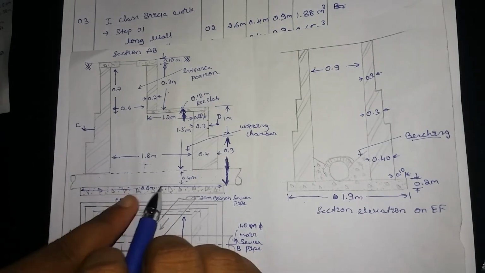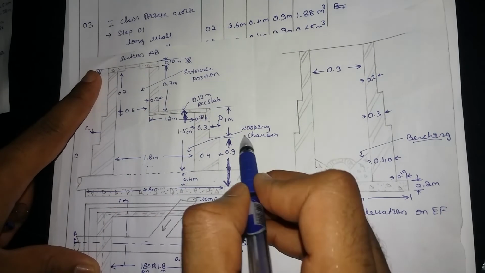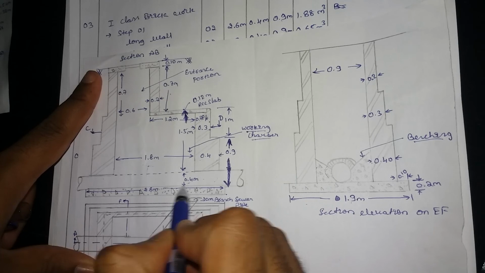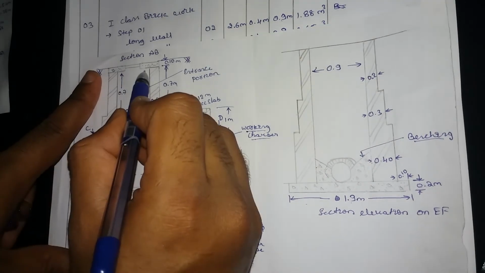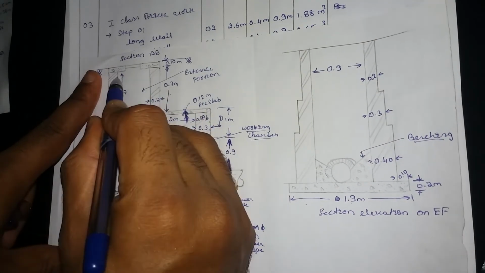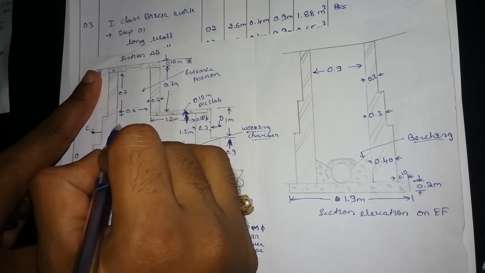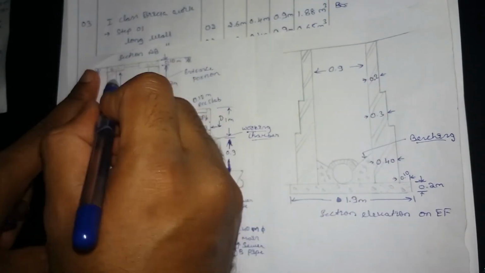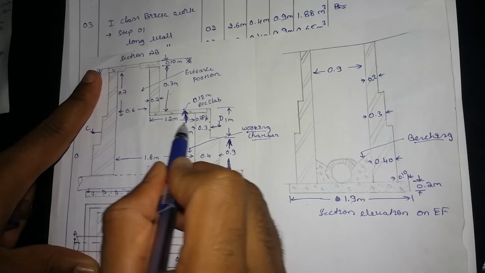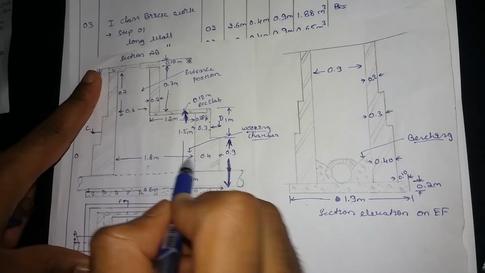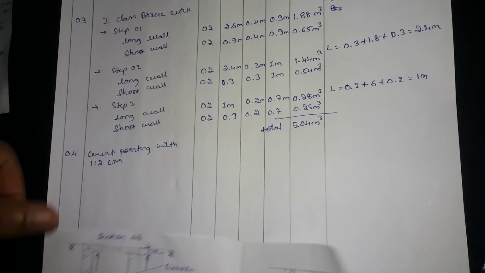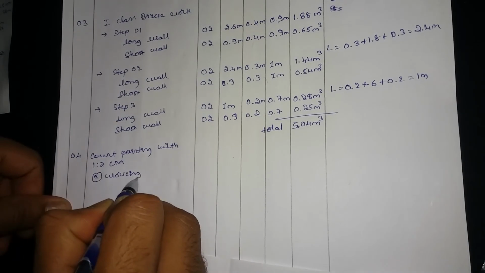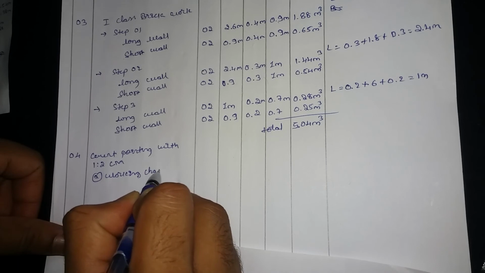Now here you can see I have written working chamber. Whatever this part is, we call this the working chamber. And whatever the remaining part is, we call it the entrance chamber or entrance portion. Now we need to calculate this. We can't go directly, so I'm making it in 2 parts. One is the working chamber, another is the entrance portion. Then we'll find out the quantities. First I will take out the working chamber. Now find out the cement pointing for the working chamber.